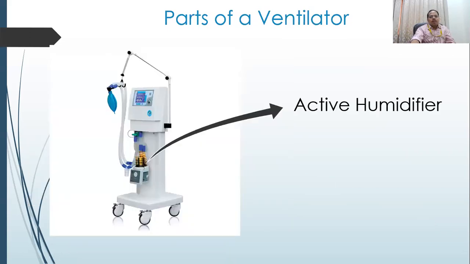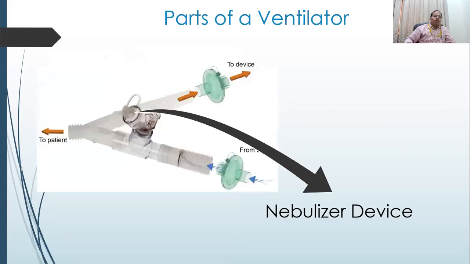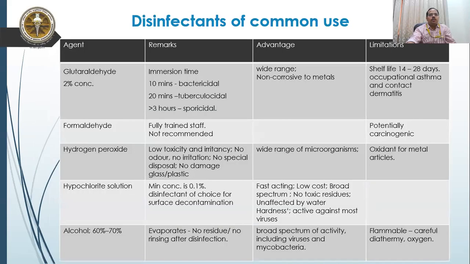This is, I think all of you know, you can well identify these machines, small electronic machines attached to the inspiratory limb. They are called active humidifiers. Their purpose is to humidify the air which goes in and out of the lungs. Now, if you want to nebulize a person, then you need to have a nebulizer device in the circuit. So this is one example of a nebulizer device or inline nebulization device.